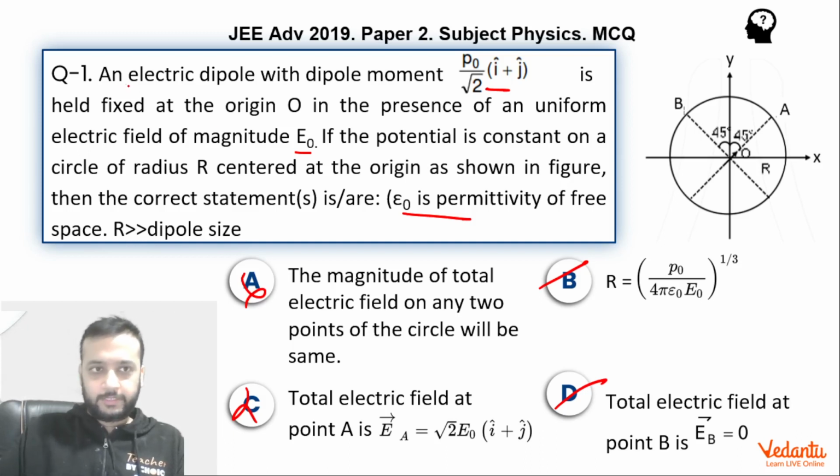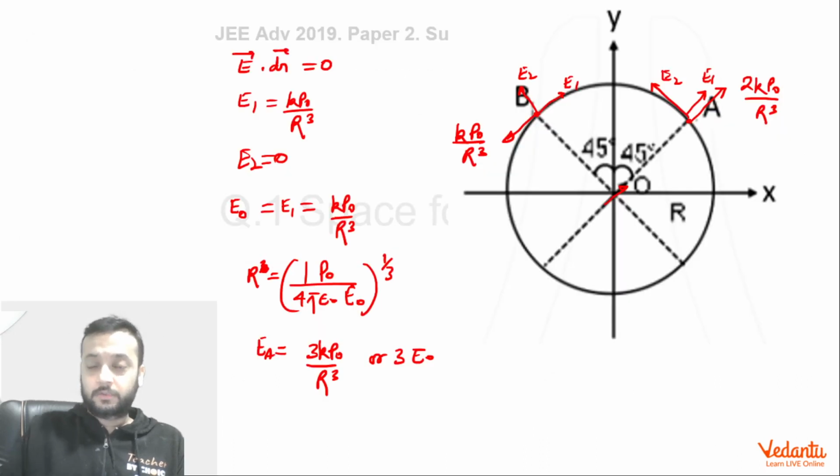If you read the question carefully, an electric dipole with dipole moment p is held fixed at origin in the presence of a uniform electric field of magnitude E naught. If the potential is constant on the circle of radius r centered at origin, then the correct statement is. Now, nowhere they have mentioned that electric field exists in the xy plane only. Electric field could have had three mutually perpendicular components. So instead of assuming E1, E2, I could have assumed E1, E2 and E3, and E3 I could have assumed in one direction coming out or going inside. So let's assume E3 coming out.